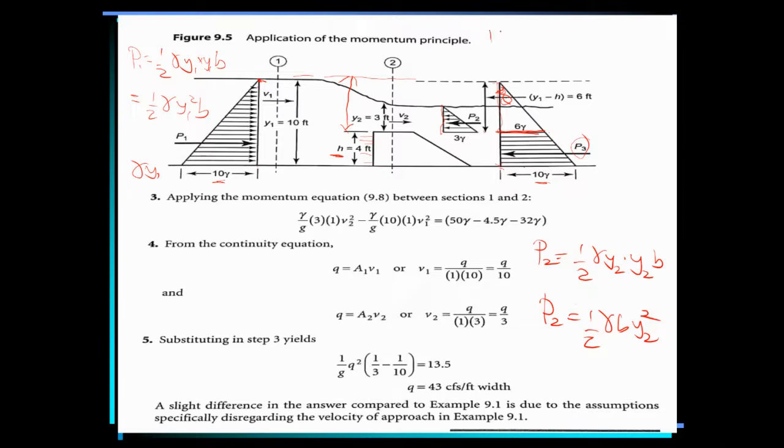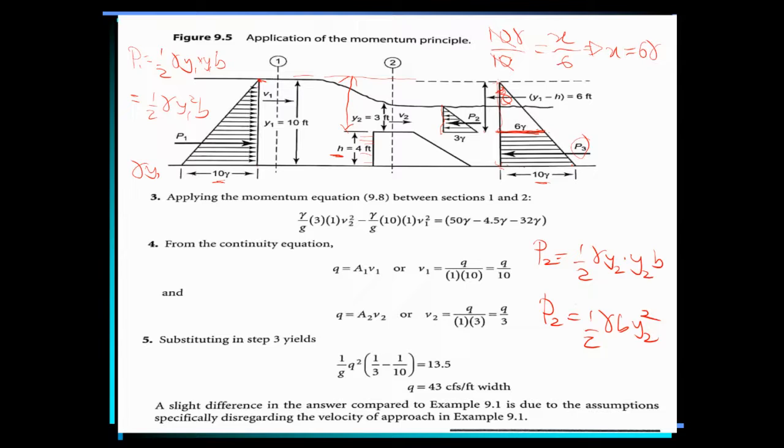So that means 10 gamma, which is this side, over the depth y1, which is 10, is equal to this side, let me say x, which is what I want to find, divided by this one, which is 6. The 10 cancels out. We have now x equal to 6 gamma. So that is how we obtain this 6 gamma here.